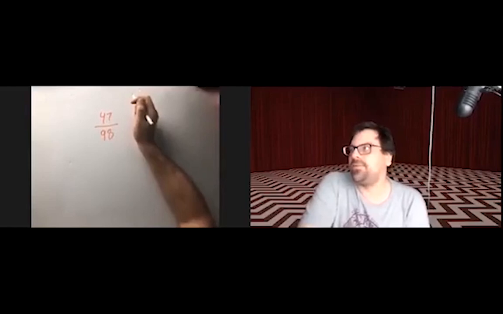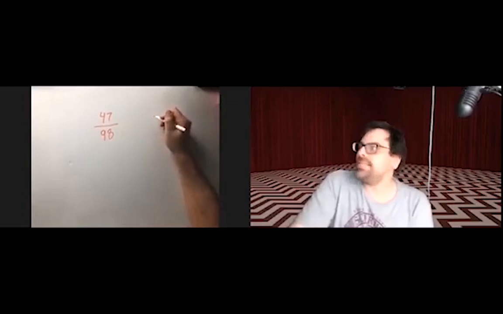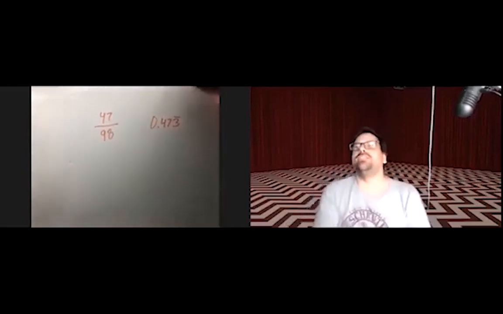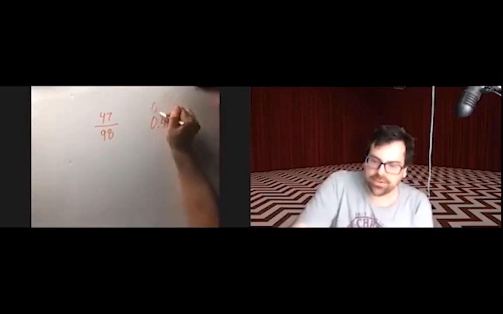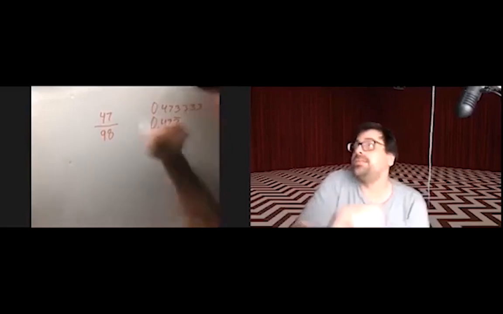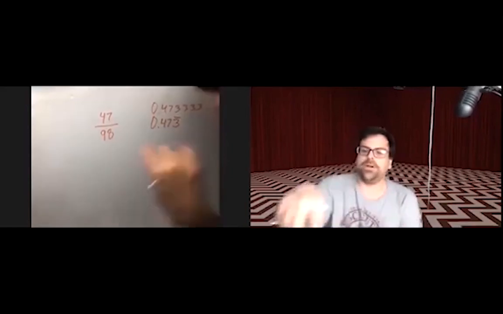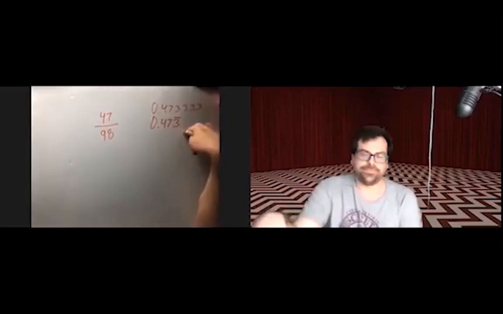47/98 and 0.473 repeating with just the 3 under the repeating bar. That means, in case we need this, it is 0.4733333, and the 3s repeat forever. I don't want any part of turning this decimal into a fraction. No part at all.